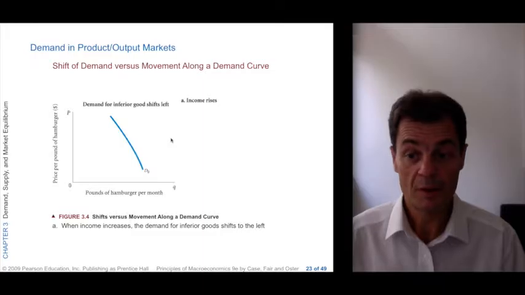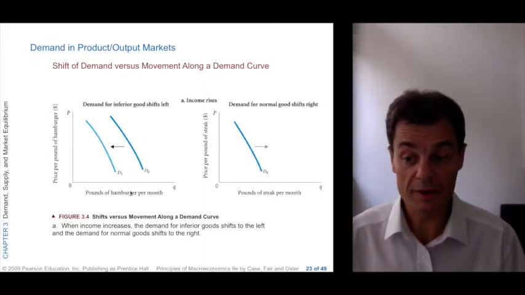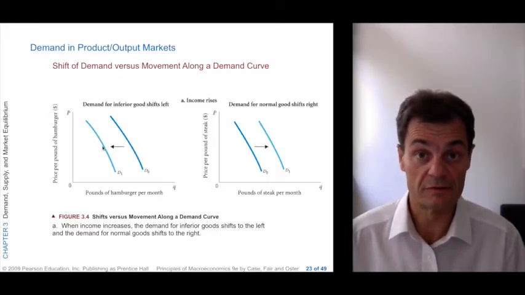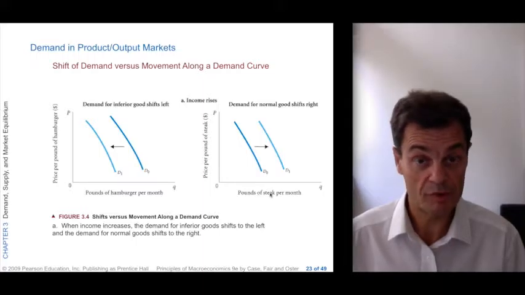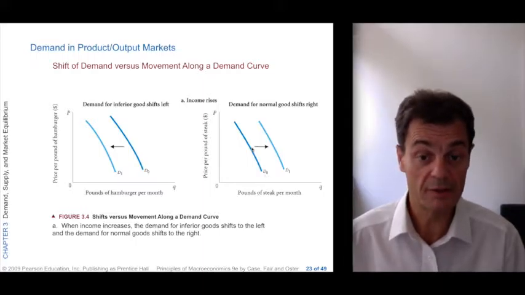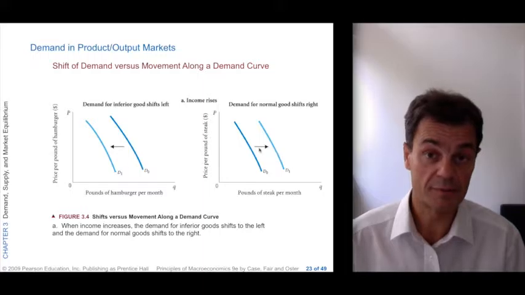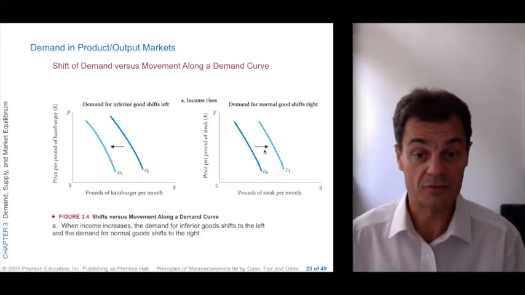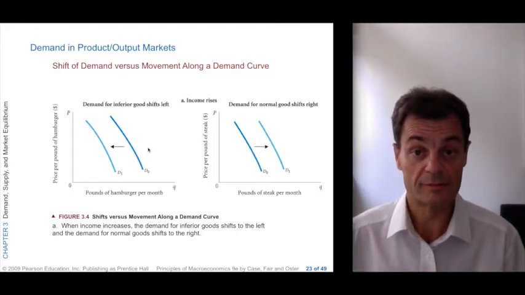Example: when income rises, the demand for hamburgers per month declines. That is a shift of the demand curve. And at the same time, the demand for steak, which is a better quality of meat, increases. People will go and consume better products because their income has risen. That is a shift in the demand curve.